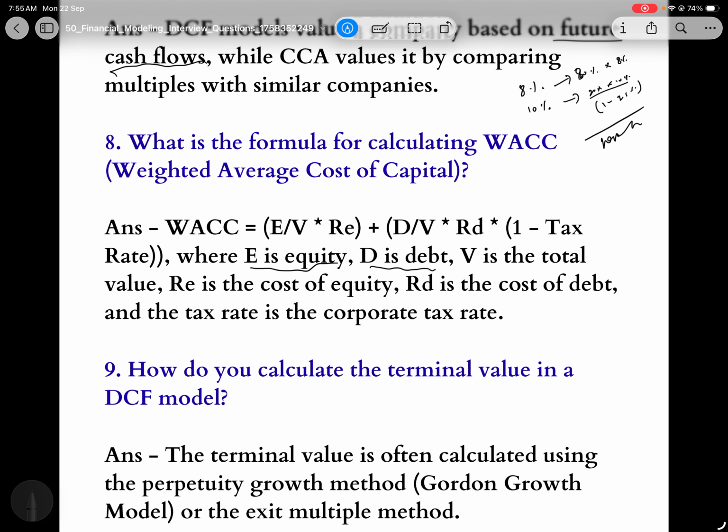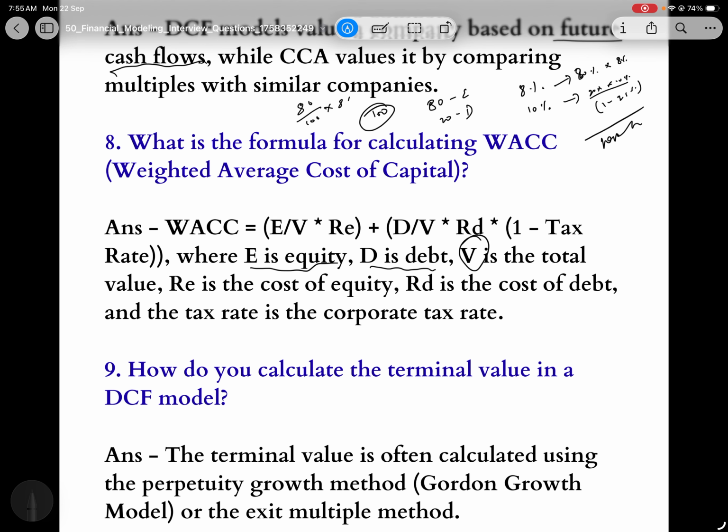So what's your total capital? Total capital is basically the V over here, which is value. The total value is your total equity plus total debt, right? So V over here, let's say it is 100, and 80 is equity backed, 20 is debt, right? So the value will be 100, so equity will be 80 divided by 100, times whatever the rate is.